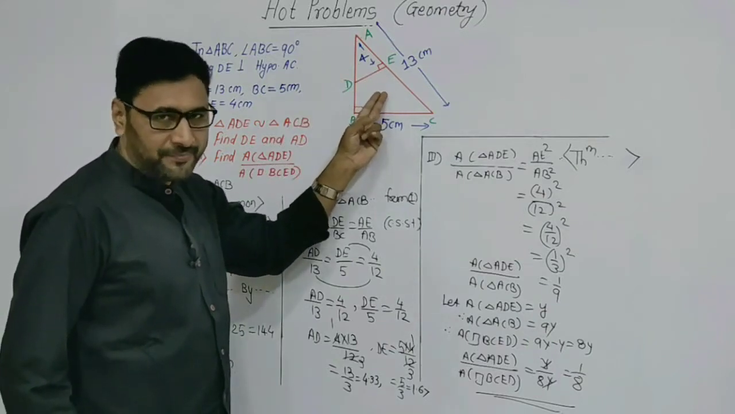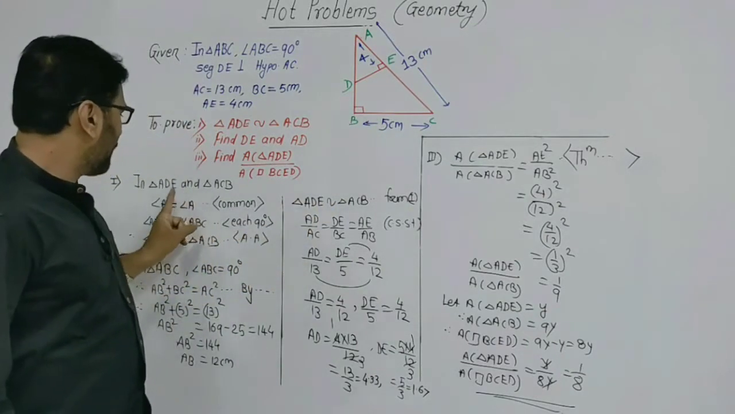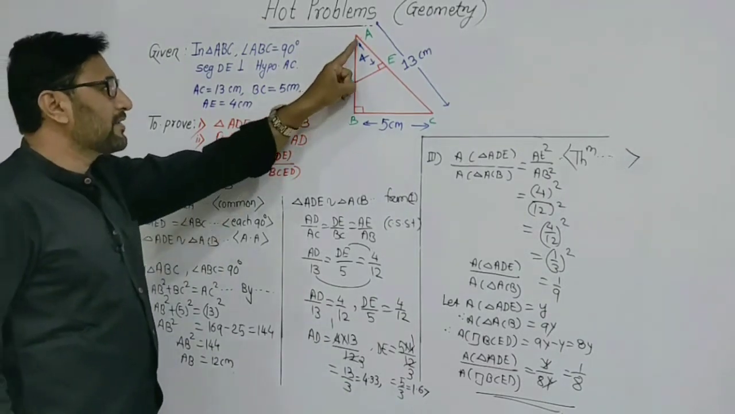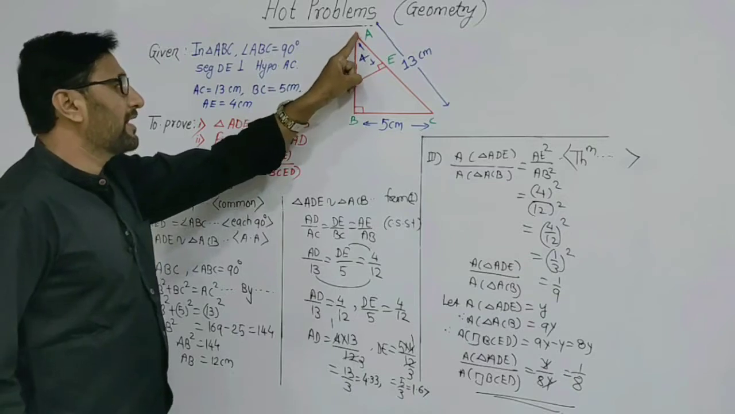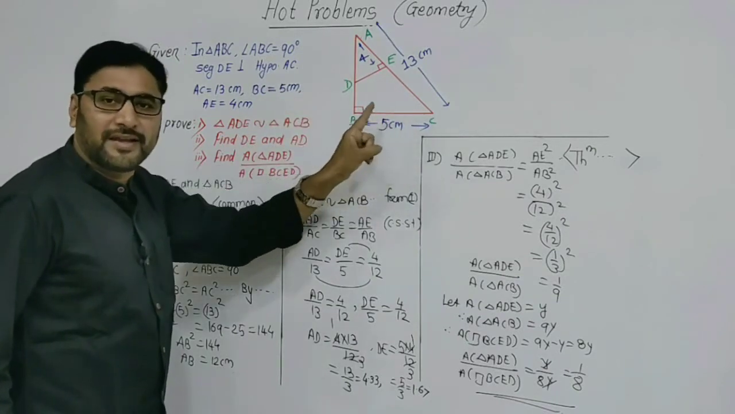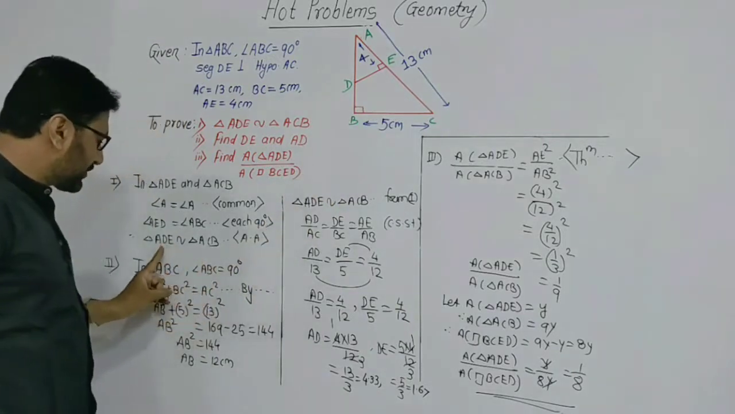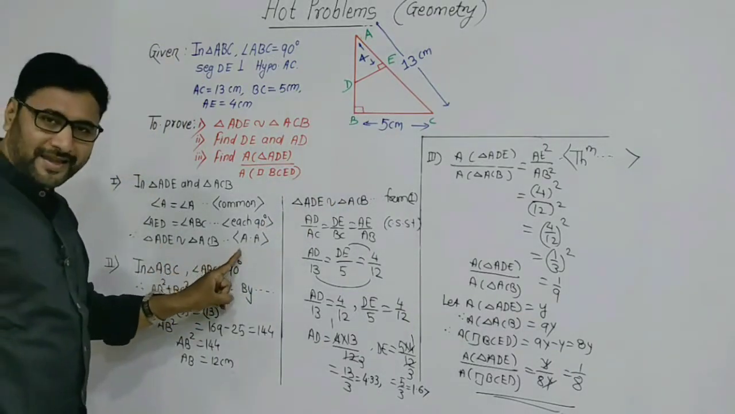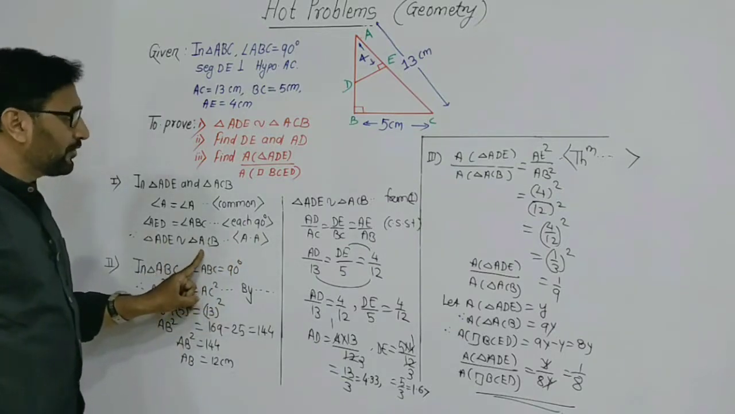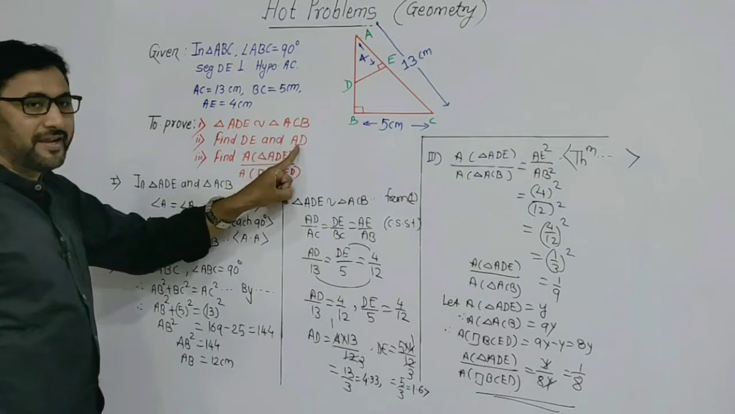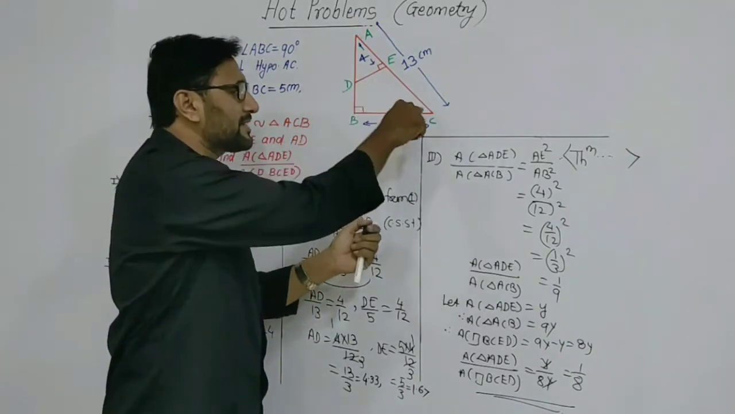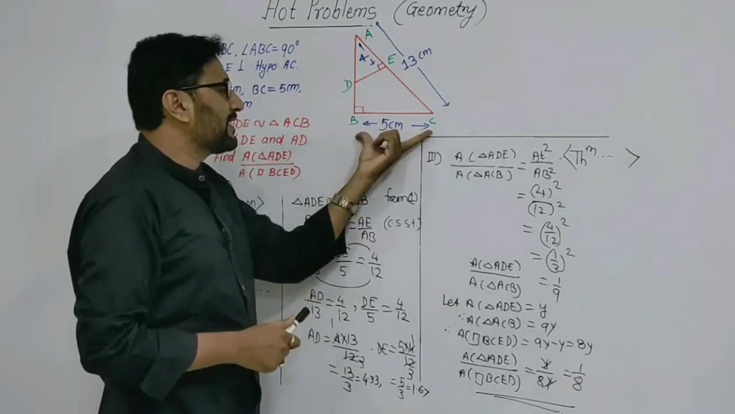Now see, for proving triangle ADE and ACB, you know angle A is equal to angle A, common angle, and angle AED is congruent to angle ABC. Why? Each 90 degree. Therefore, these two triangles are similar by AA test. If these two triangles are similar, you know where to find DE and AD using these lengths. Before that, you know AC is 13 centimeter, BC is 5 centimeter.